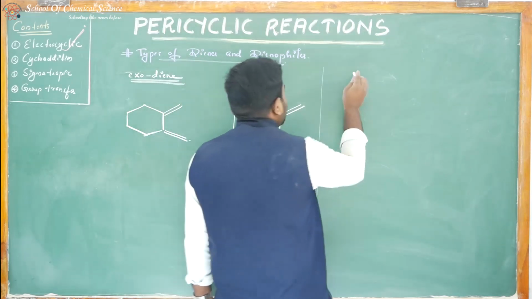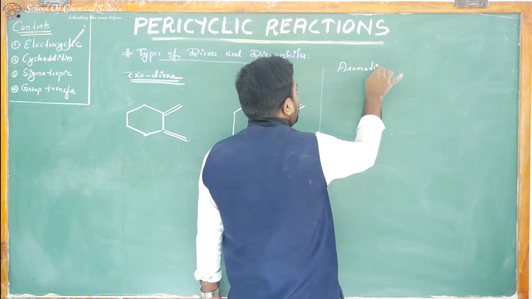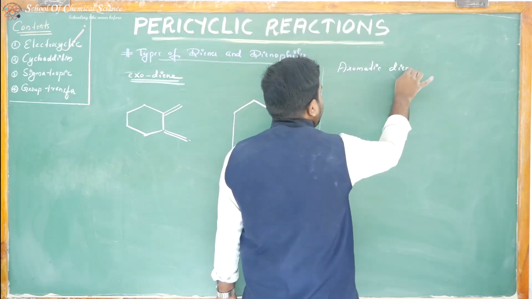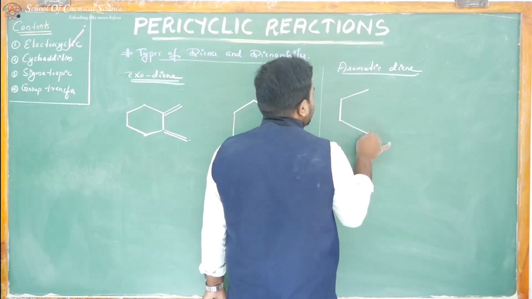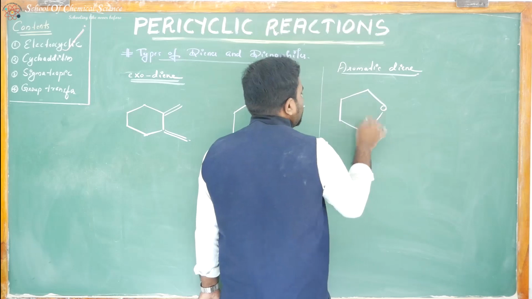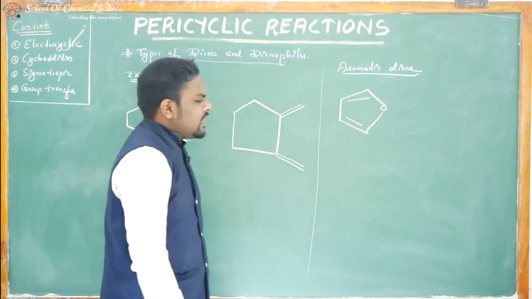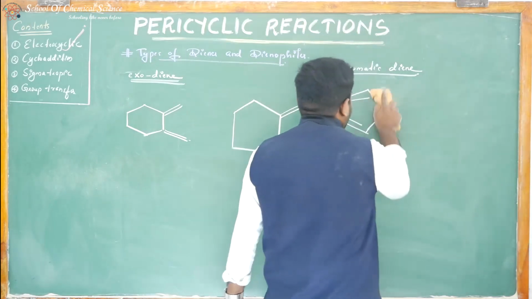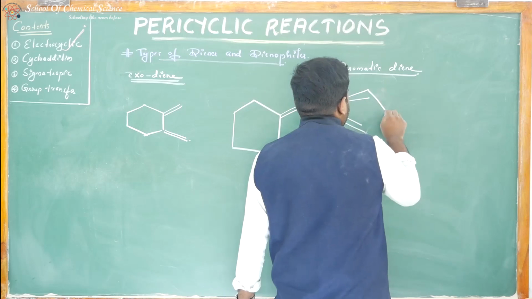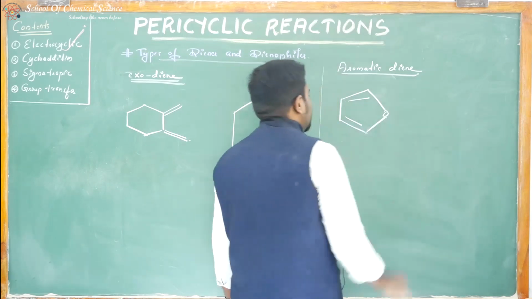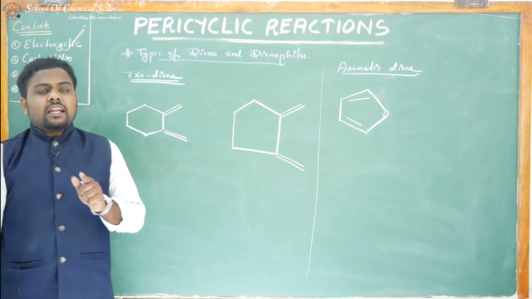Then next one, aromatic diene. For example, furan. Furan is a typical example of an aromatic diene which shows the Diels-Alder reaction.